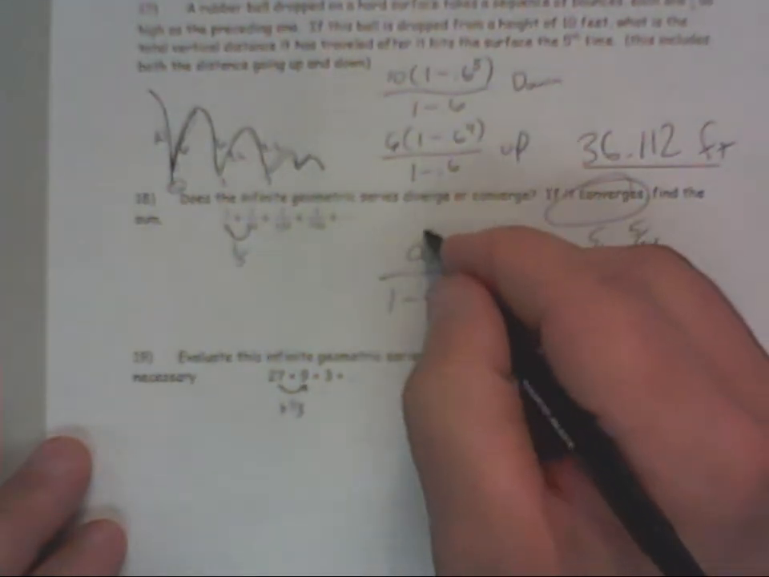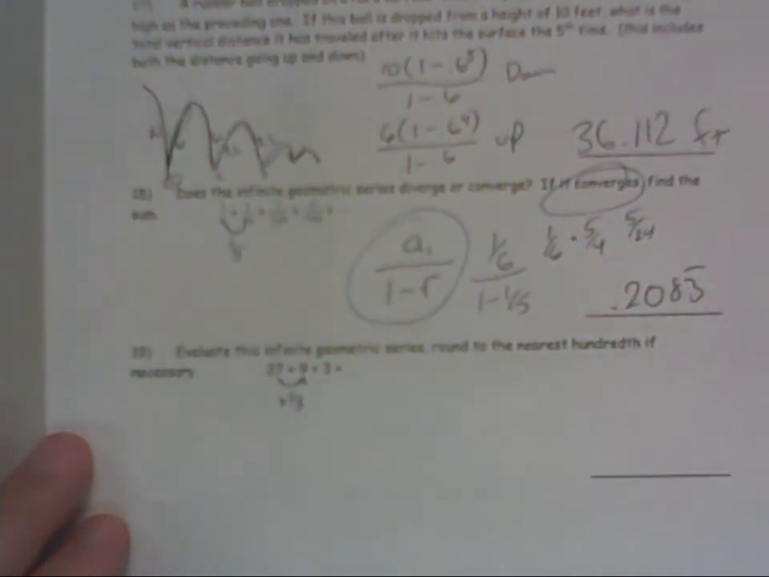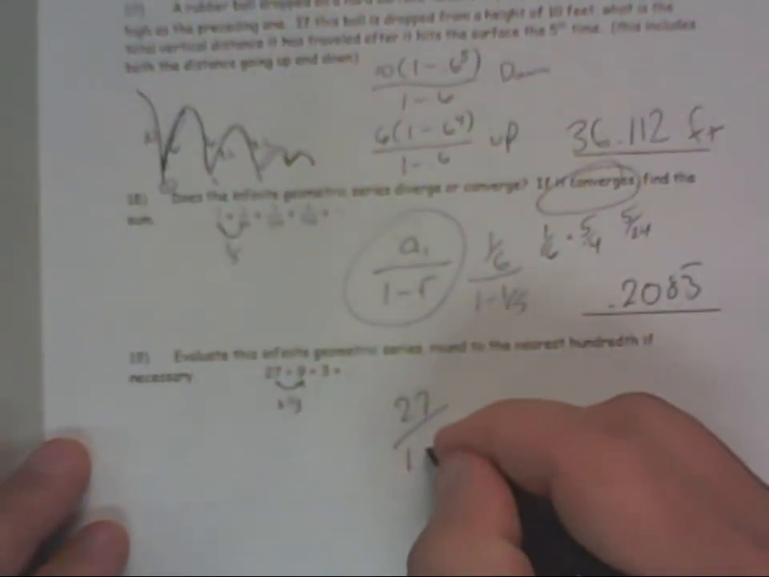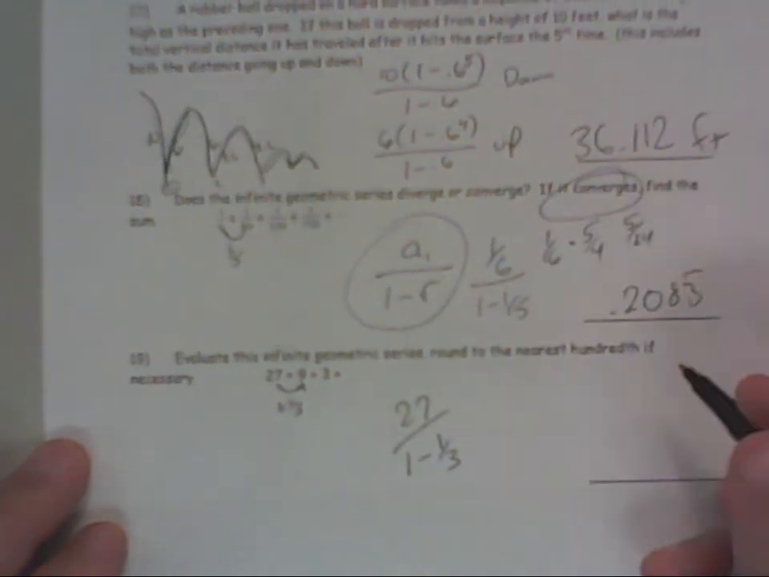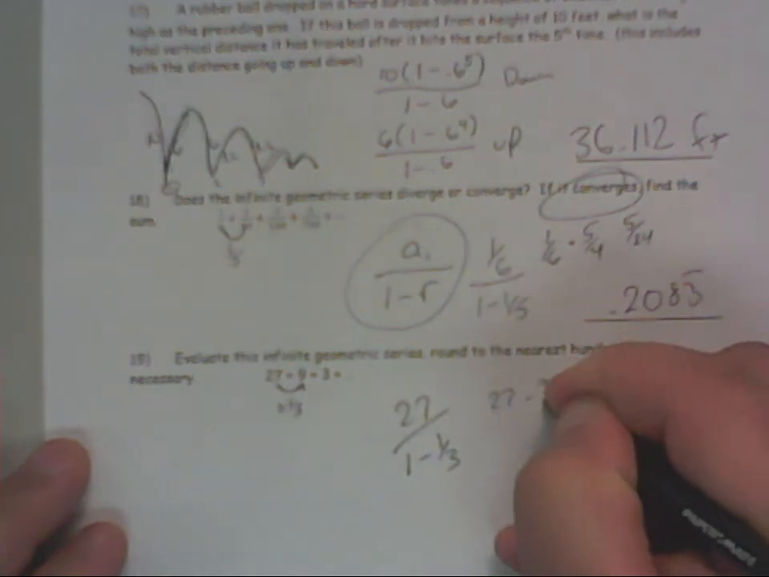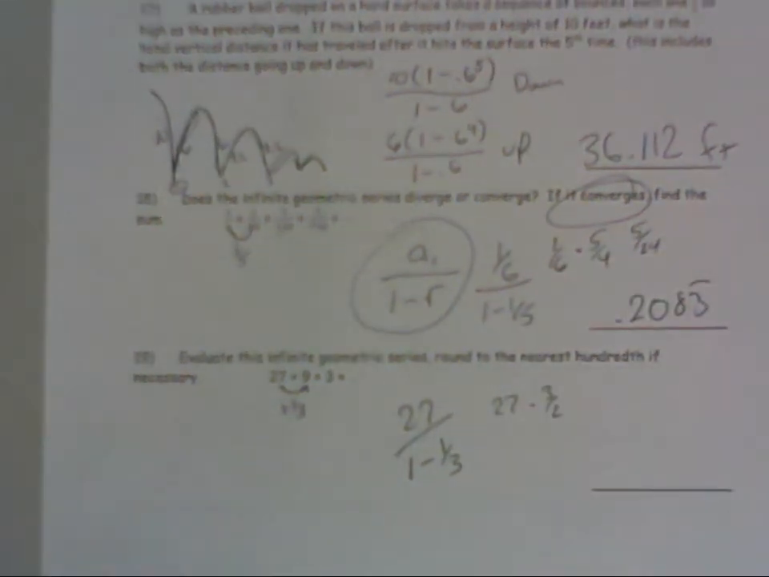So we're going to use this same formula that we used in number 18. The first term is 27 over 1 minus the ratio, that's 1 minus 1/3. Well, that's 2/3. And 27 divided by 2/3 is the same thing as multiplying by 3/2, and that comes out to 40.5.